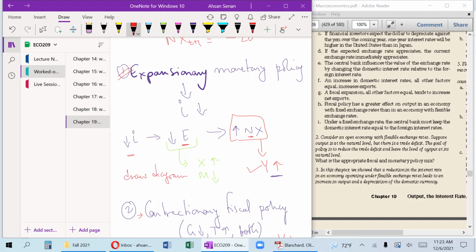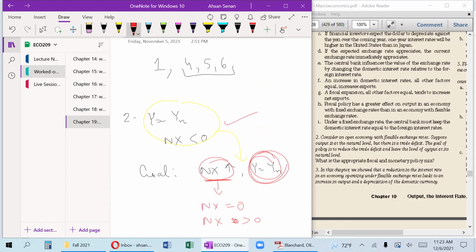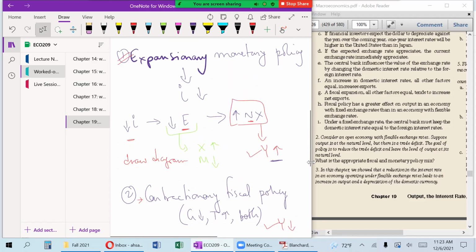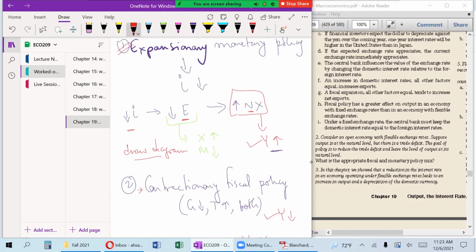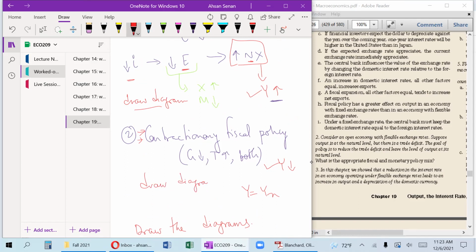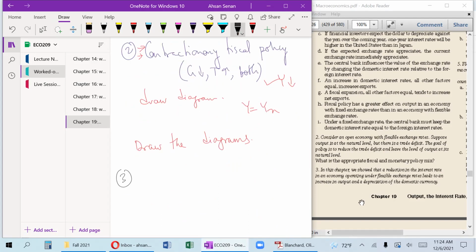Or rather, let's say I ask a question. You have this same scenario, explained graphically instead of writing it down. So try to do that. And once again, we're implementing a contractionary fiscal policy. Show this diagrammatically. Draw a diagram. Okay, so that's extra work for you guys. So that's number two. Now let's try and solve number three.